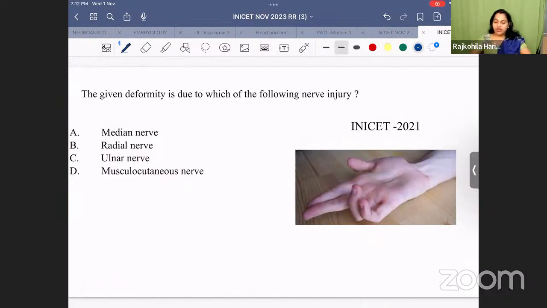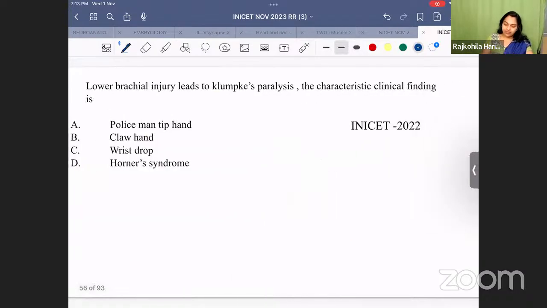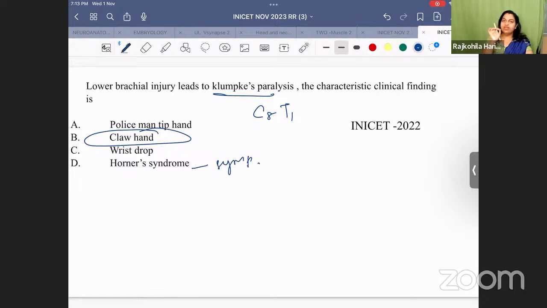Again, this, I told you little finger and ring finger always towards the ulnar nerve, right? Clawing. Klumpke's paralysis involves the lower trunk, median nerve and ulnar nerve, yeah, typically leading to claw hand. Horner syndrome is due to involvement of sympathetic fibers, yeah, but typically characteristically Klumpke's paralysis is claw hand.